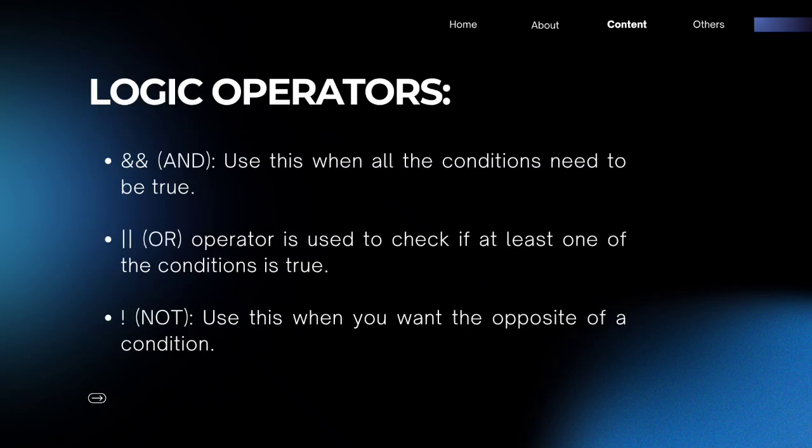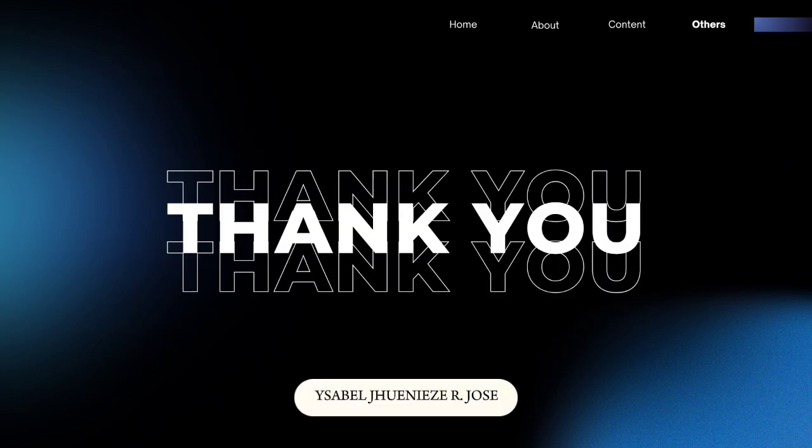Now let's quickly review what we have learned. AND: use this when all conditions need to be true. The OR operator is used to check if at least one of the conditions is true. NOT: use this when you want the opposite of a condition. We learned how AND, OR, and NOT help us combine conditions, how truth tables show their results, and how short-circuit evaluation makes our code more efficient.